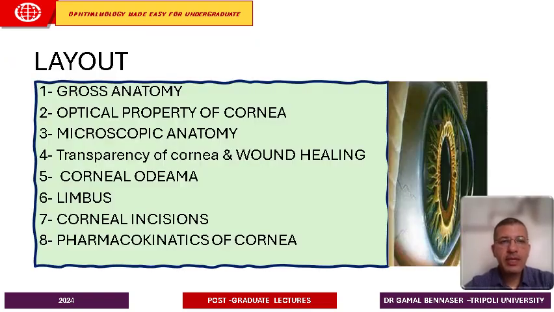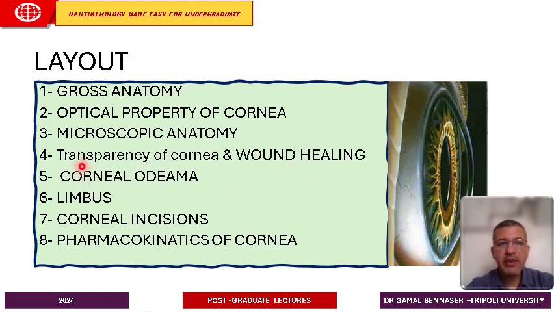The layout of this lecture will concentrate on the gross anatomy of the cornea, as well as the optical property of the cornea, and then we will discuss the histological and the microscopic anatomy, and then we will discuss an important subject, which is the transparency of the cornea and what are the factors responsible for the transparency, and also the mechanism of wound healing in different layers of the cornea.